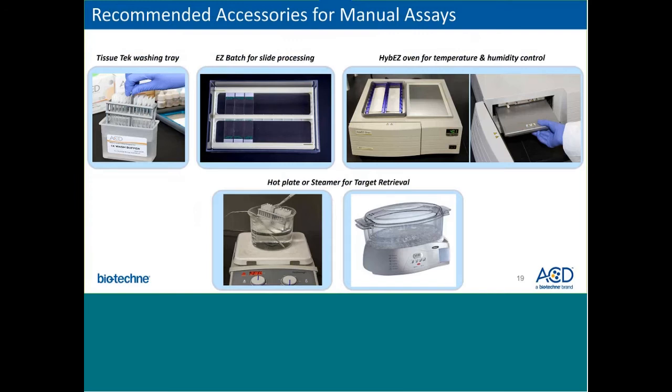Here we have some recommended accessories when running the manual RNAscope and BaseScope assays. To the top left are 2 options for washing and handling slides. You may use either the TissueTech wash tray common in most labs, or you can use our Easy Batch Slide processing system, which was designed to streamline your RNAscope and BaseScope assays and save handling time when working with a large amount of samples. The HybEZ hybridization system to the right is designed to maintain the perfect temperature and humidity to ensure optimal and consistent RNAscope and BaseScope staining.